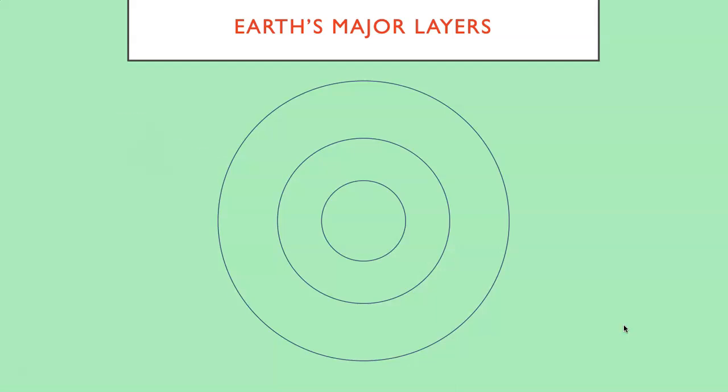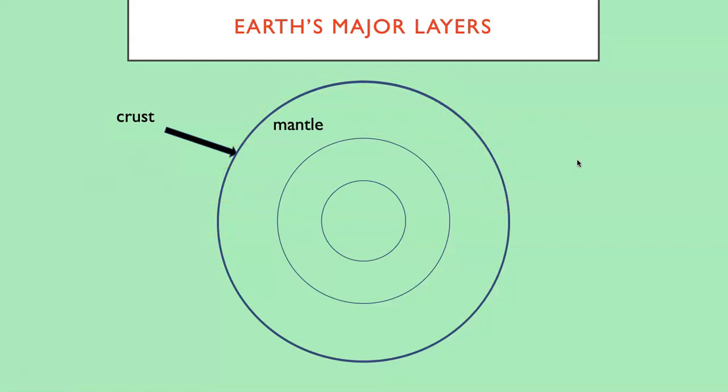Okay, so we live on the crust. The crust is so thin on the scale of this diagram that I'm just going to leave it this dark line. That's all it's going to be. The next layer down is the mantle. Under the mantle we have the core, and the core is divided into the outer core and the inner core. We're going to talk a lot about these layers in the next several weeks.